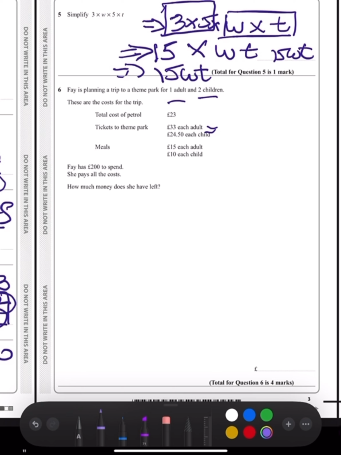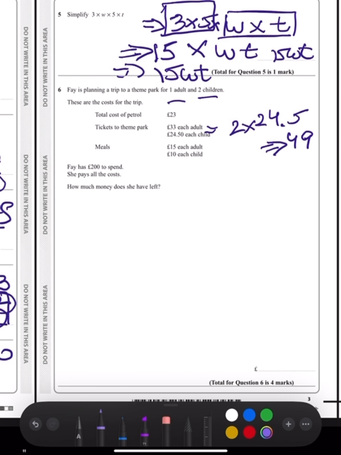But here, we know that there are 2 children. And here they say that for each child, so only for one child, they're telling us that the price would be £24.50. So if for one child, it is £24.50, how much is it for 2 children? We would simply do 2 into 24.5, which would simply give us 49. Which is again simply the price of how much it will be for 2 children to go to the theme park. So we got the price for the theme park for 2 children and 1 adult. Clear?